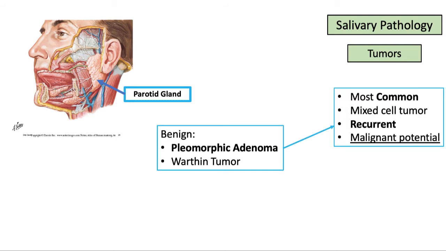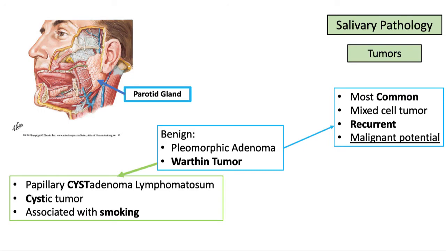The pleomorphic adenoma is the most common of the salivary gland tumors. It is described as a mixed cell tumor that is treated by excision. If it is not completely removed, it will recur. While it is benign, it has the potential to become malignant, which is why it's important to remove once diagnosed.